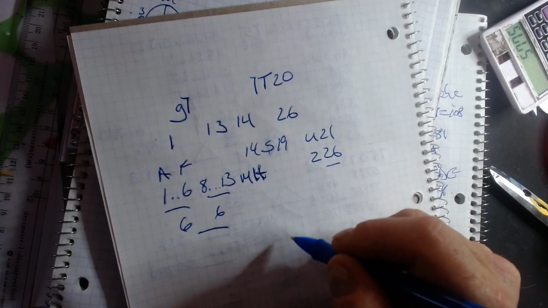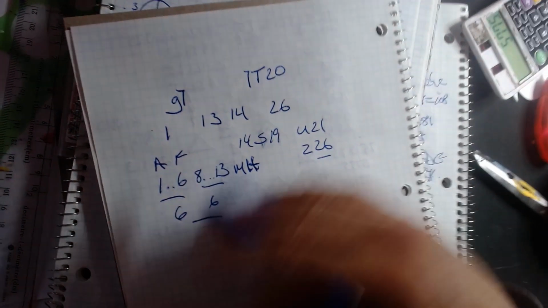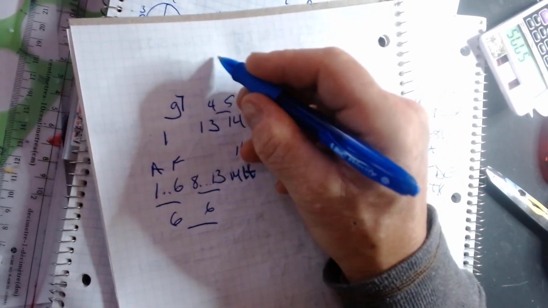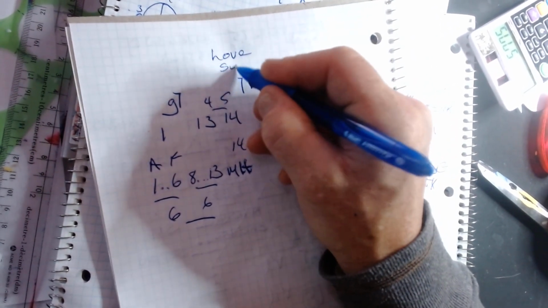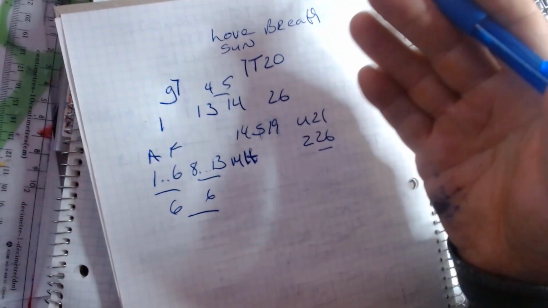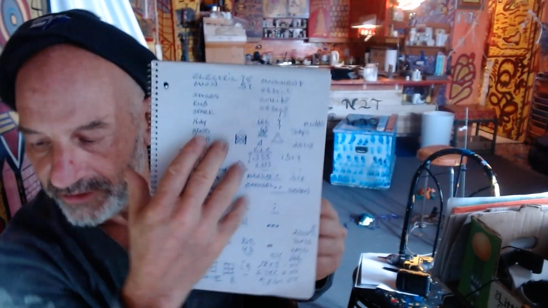I'm hoping you understood this. This becomes 4 and 5, and that represents love, sun, breath, birth, DNA. I'm just trying to think what else. Anyways, for now, there's still some more of these triangles to design, to better understand.